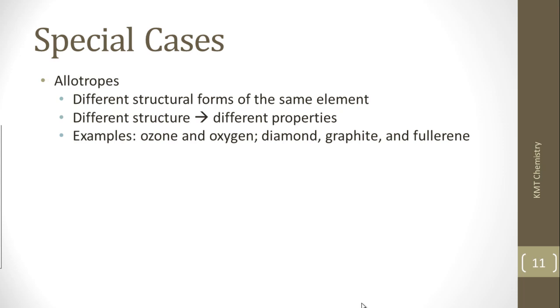There are some special cases to consider with covalent compounds. Allotropes are different structural forms of the same element. Because of their different structure, each allotrope has its own properties. Examples: ozone, O3, and oxygen, O2. Diamond, graphite, and fullerene are all three forms of carbon with very different properties.